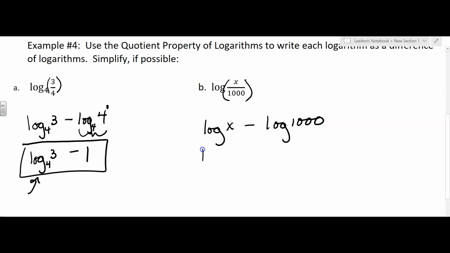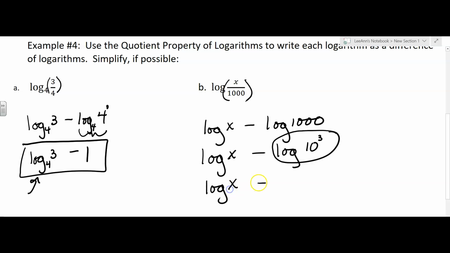But 1,000 is a power of 10. And because I have a common log, I care. So 1,000 is 10 cubed. Now you can use property 4 to say that that's just going to equal 3. So remember, property 4 says if you've got the same base to some exponent, that's just going to equal the exponent.